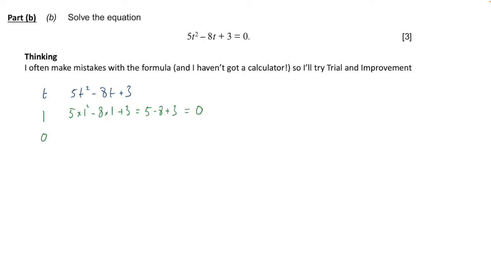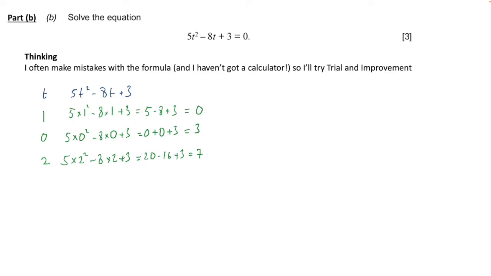Try 0. Well, that's not too difficult. 5 times nothing squared minus 8 times nothing plus 3 is 3, obviously. And then we might go above 1 and see what happens. So we'll try 2. And we have 5 times 2 squared minus 8 times 2 plus 3. 2 squared is 4, times 5 is 20, 8 times 2 is 16, and then the plus 3, and that gives us 7.